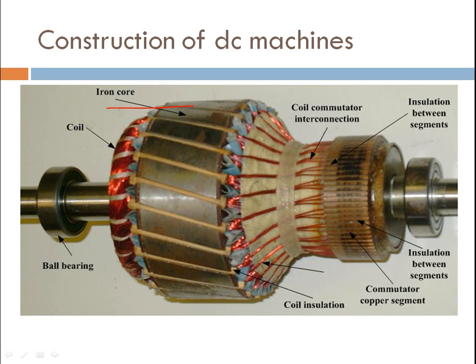You can see here, this is the armature core, this is the actual coil, and the coil commutator interconnection is there. There will be the connection here, and insulation between the segments. The commutator copper segment is there, and this is the coil insulator. And this is the ball bearing, which makes it smoother and faster.